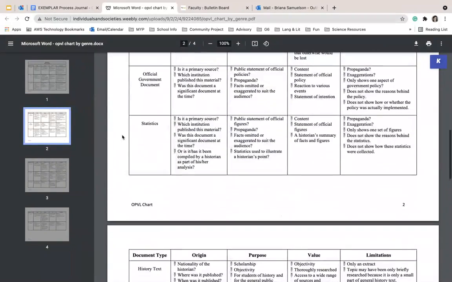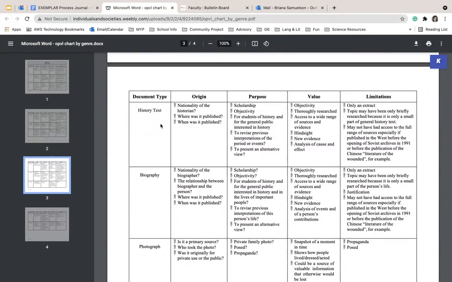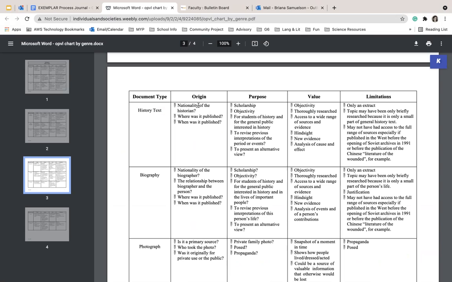So for example, if you're interested in statistics, how are statistics going to help you answer one of your questions? Maybe you want to find a document that's from an official place. Maybe you're just trying to find out the history of something. So this is called an OPVL, and it stands for the origin of a text, its purpose, how it might be valuable, but what it's also missing, its limitations.